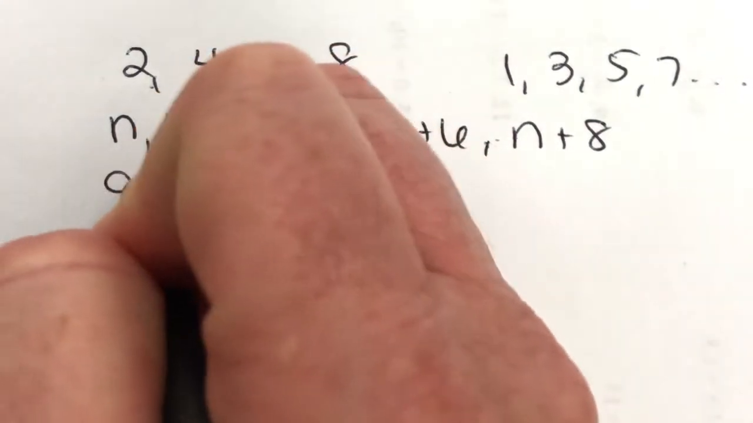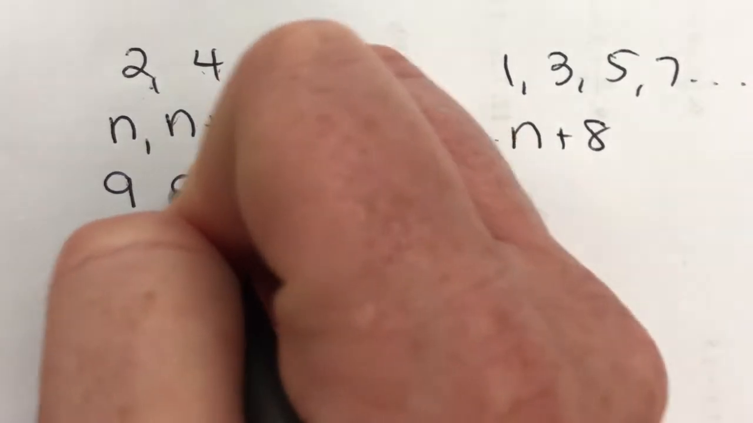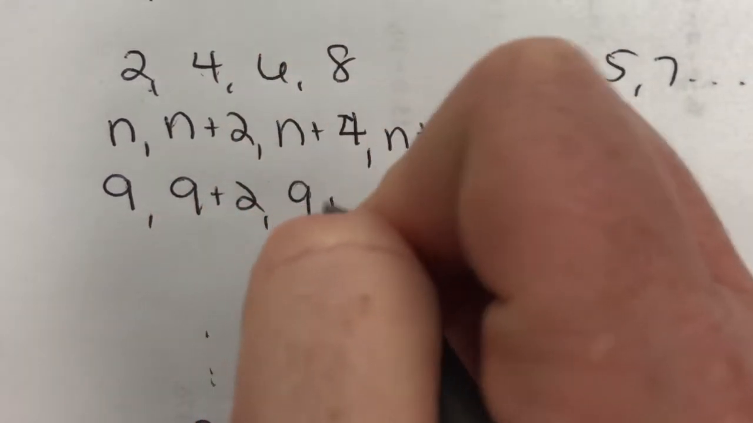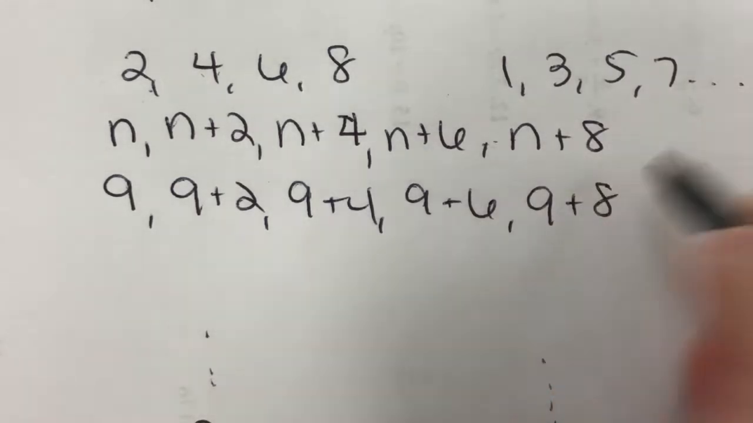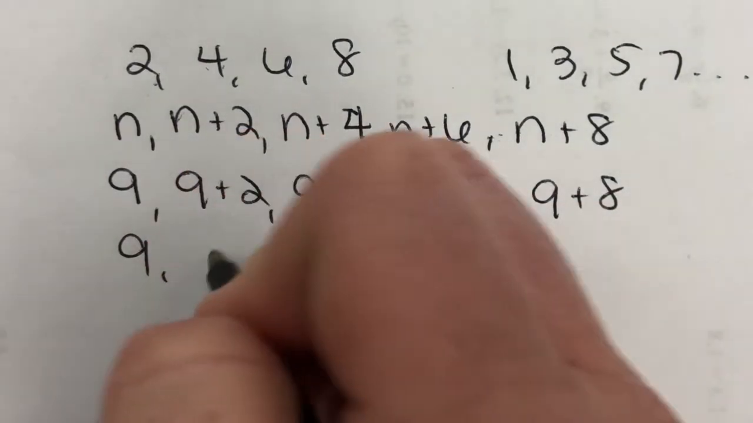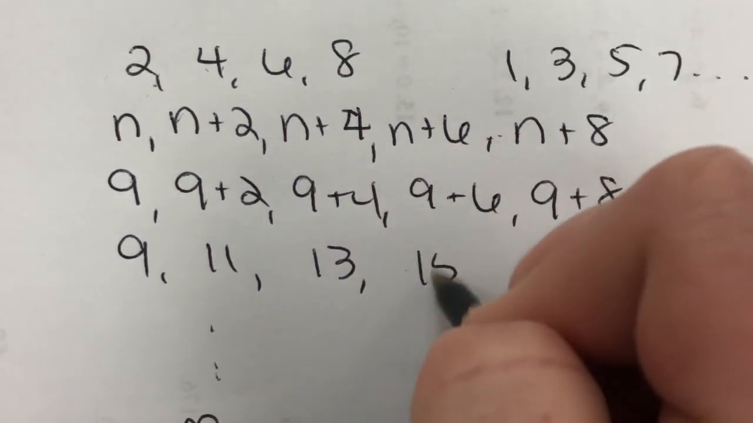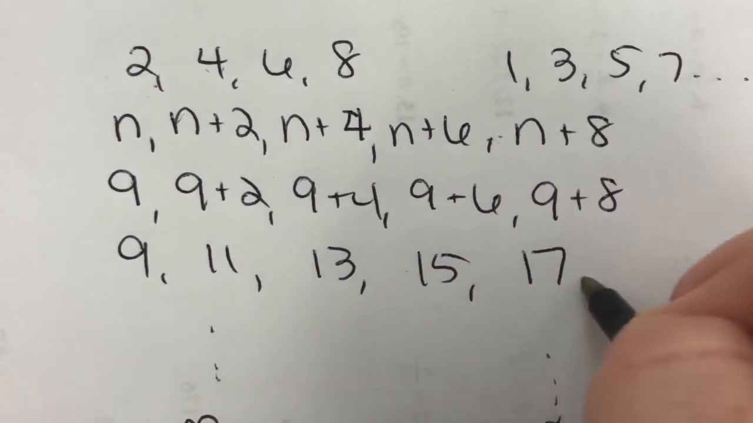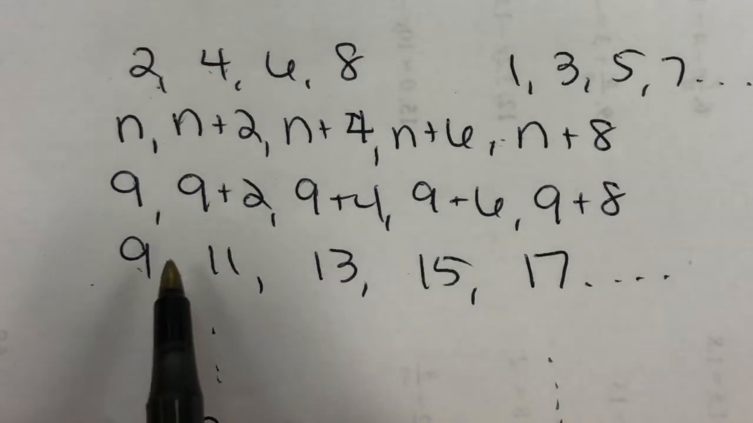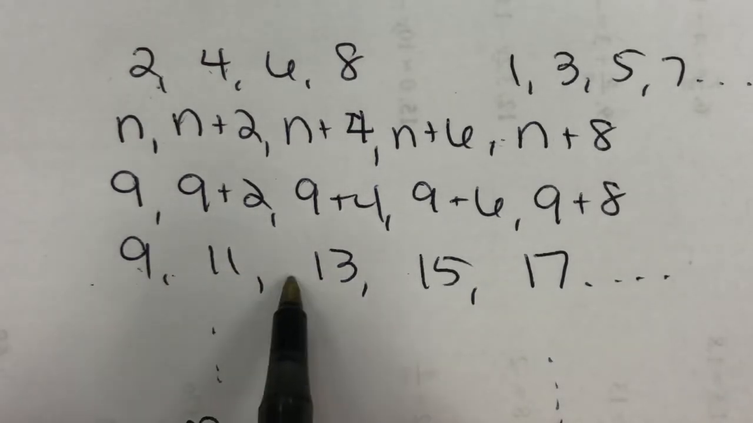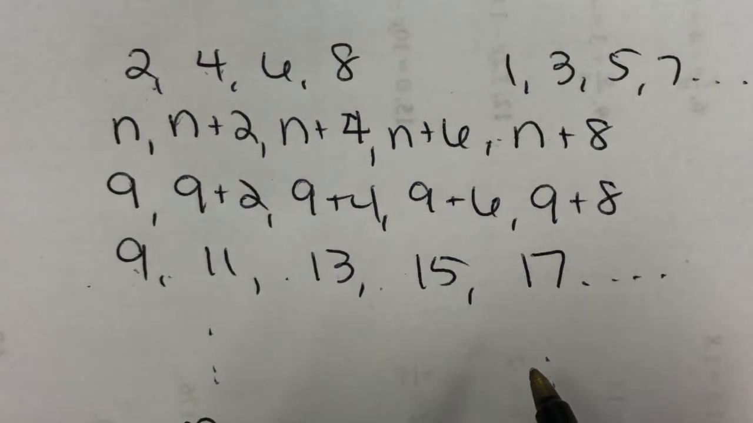So let's say I start with 9, and I want to find the next consecutive odd integers. So I'd do 9 plus 2, 9 plus 4, 9 plus 6, 9 plus 8. If I simplify that, I get 11, 13, 15, 17, right? 9, 11, 13, 15, 17. We're missing 10, 12, 14, 16. We're missing the even numbers.